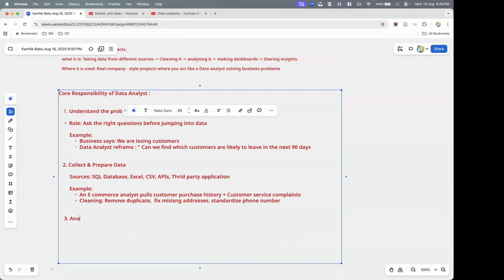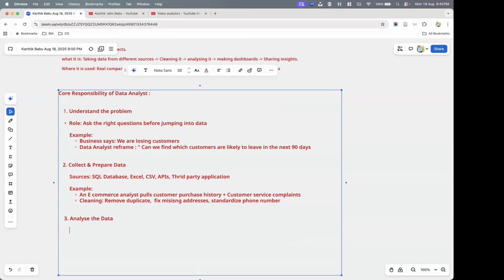Okay, the next core responsibility of the data analyst is to analyze the data. What is this analyzing the data? Analyzing the data meaning, you cannot talk to the data with our raw hands or bare hands. We need to use tools like Python. So those tools could be Pandas, those tools could be NumPy, or those tools could be SQL. So through these tools, you need to do some tasks.